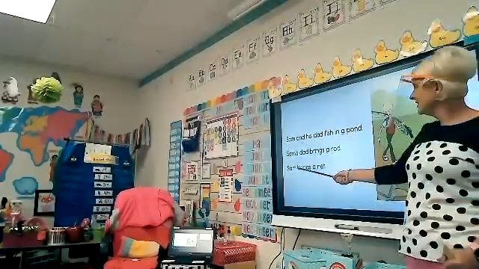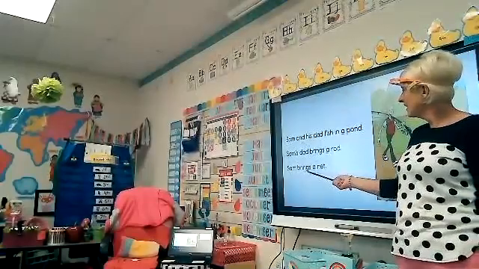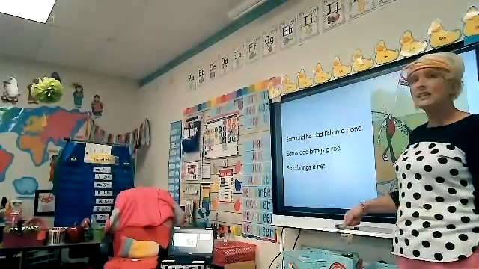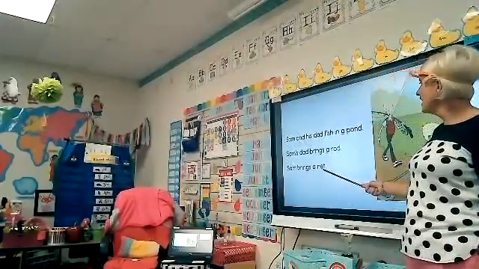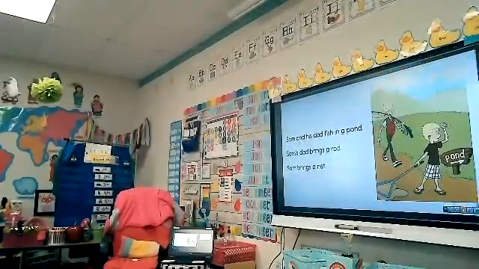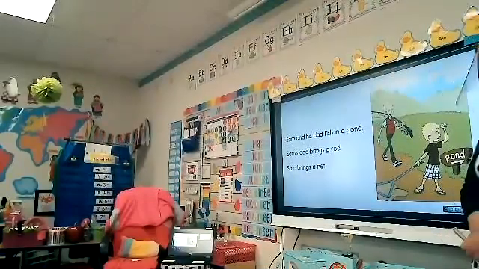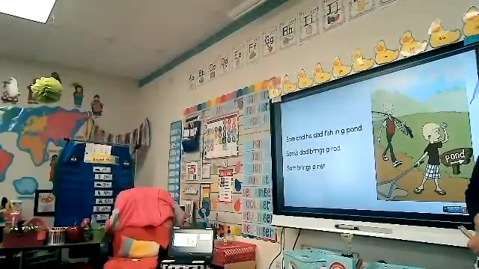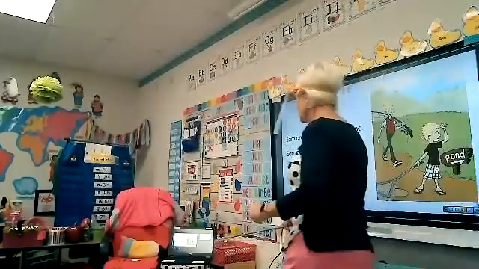Lucy, next sentence. Good. Let's read this all together. Sam brings a net. So, where's Sam and his dad going, Olivia? To the pond. What does Sam's dad bring? Calliope. A rod. Good. And what does Sam bring, Dylan? A net. Good. Let's go to the next page.